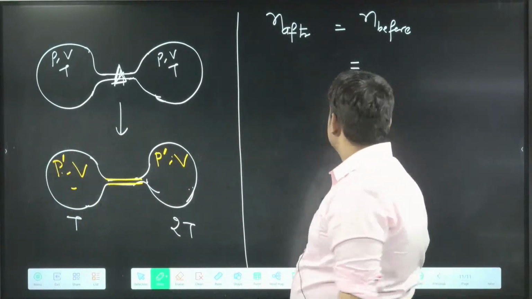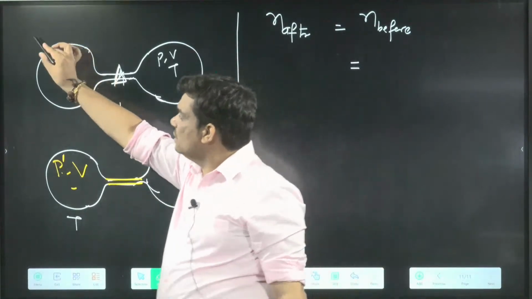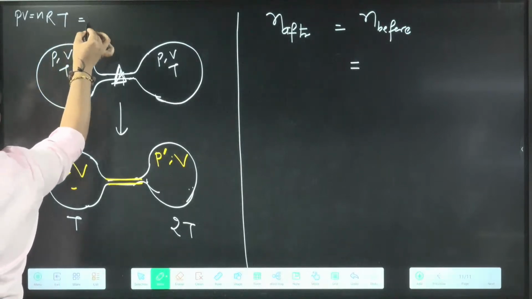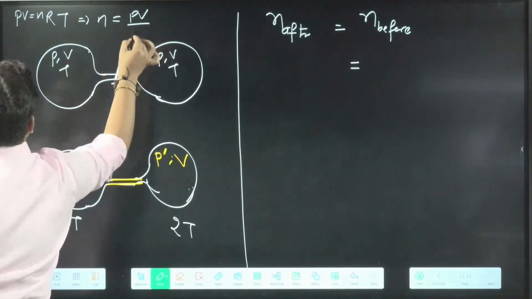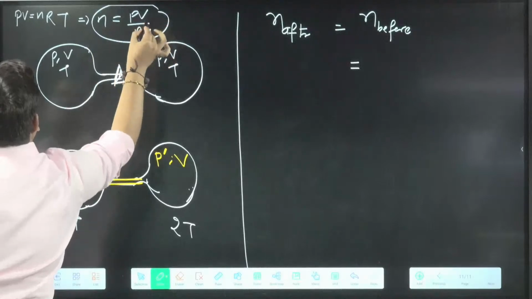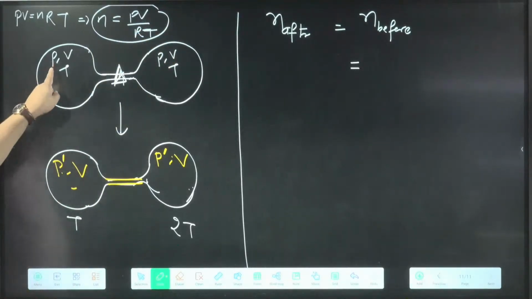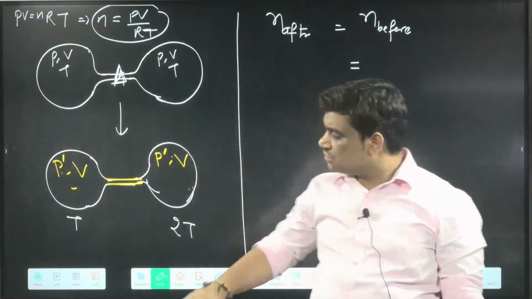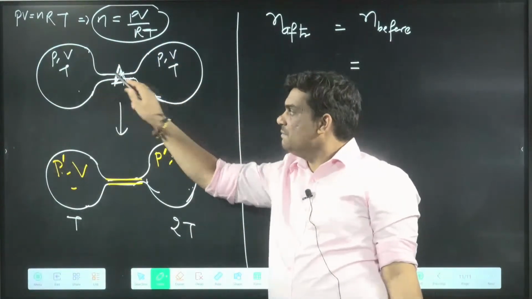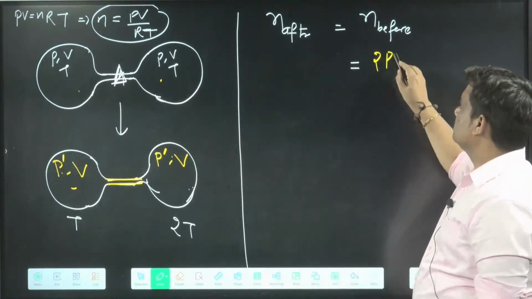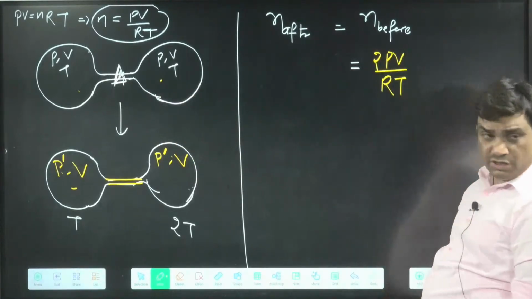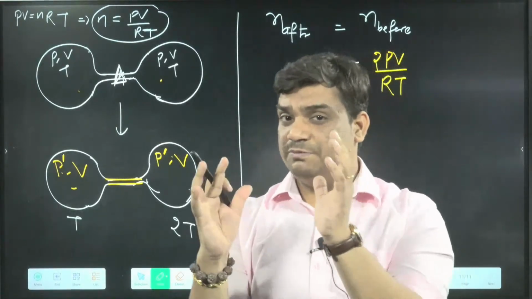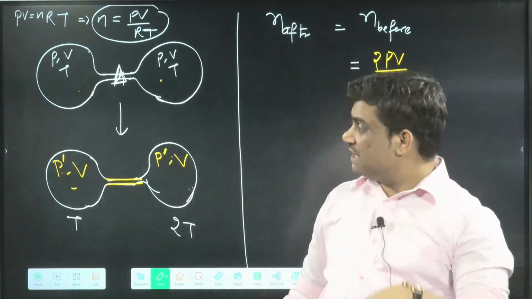Now initially, how many moles are there in this one? For the moles, we use the formula PV equals nRT. So from here, the number of moles is given by PV by RT. In the first bulb, moles will be PV by RT, and in the second bulb also PV by RT. So the total initial moles are PV by RT plus PV by RT, which is 2PV by RT. Then we'll write after joining.